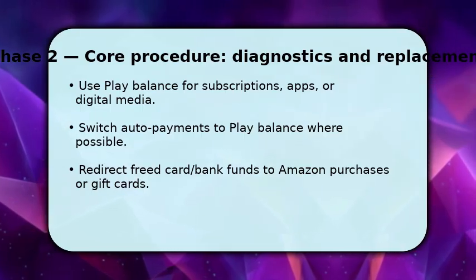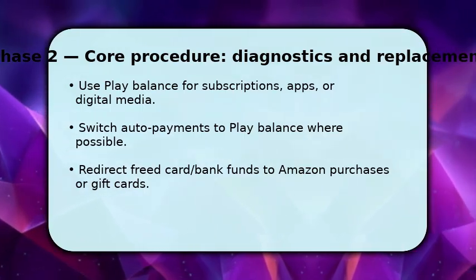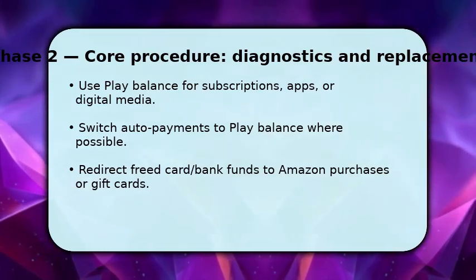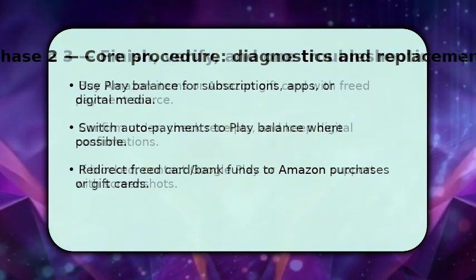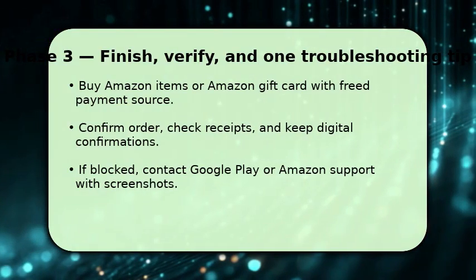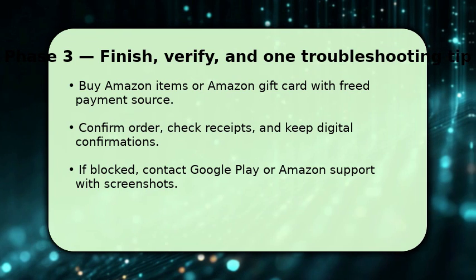Next, use the credit card or bank account you saved from those payments to buy Amazon items or an Amazon gift card. This indirect approach converts the effective spend. Now use the payment method you freed up to buy what you need on Amazon or to purchase an Amazon gift card, then redeem it to your account.